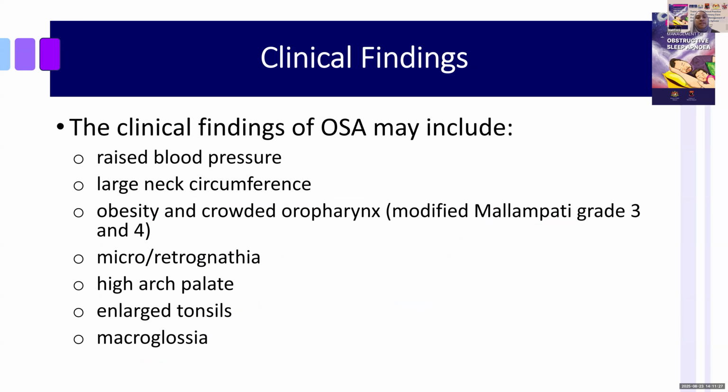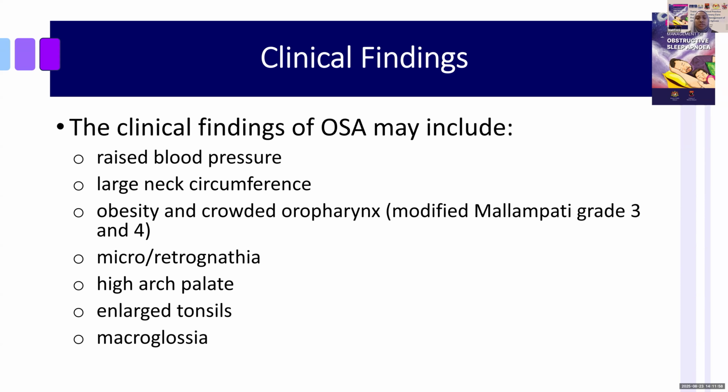What are the clinical findings of OSA patients? The clinical findings of OSA may include raised blood pressure, having a large neck circumference, obesity, and crowded oropharynx. And how do we assess crowded oropharynx? I will emphasize in the next slide. Micro or retrognathia, which means the patient has a small and receding chin, high arch palate, enlarged tonsils, and macroglossia.